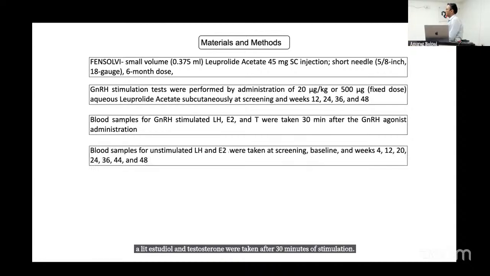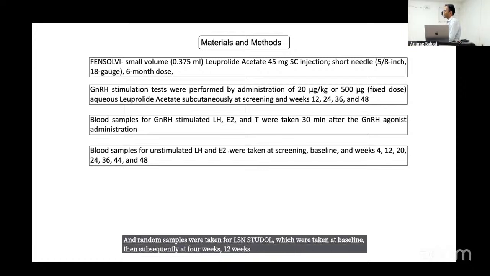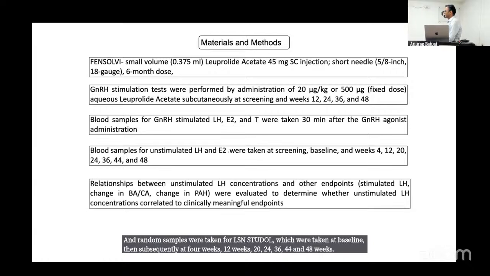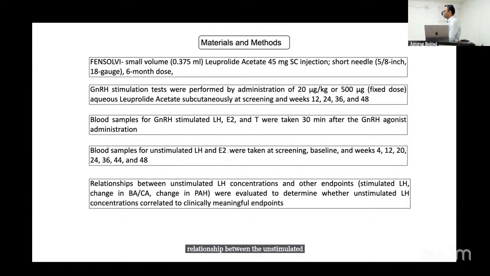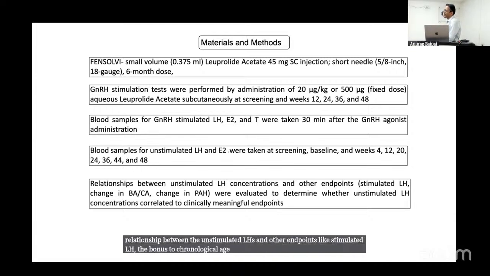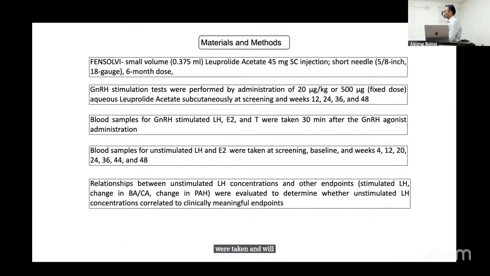And random samples were taken for LH and estradiol at baseline, then subsequently at 4 weeks, 12 weeks, 20, 24, 36, 44, and 48 weeks. The relationship between the unstimulated LH and other endpoints, like stimulated LH, the bone age to chronological age ratio, and change in the predicted adult height, was looked at for clinical correlation.